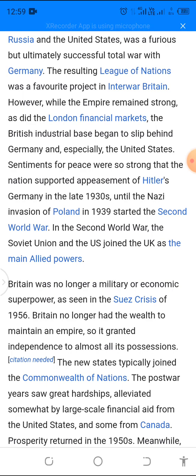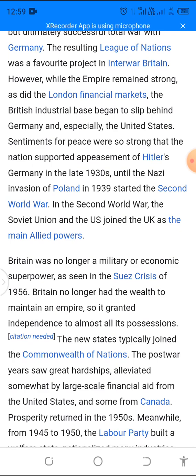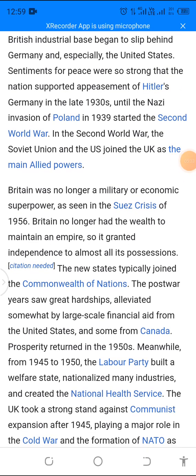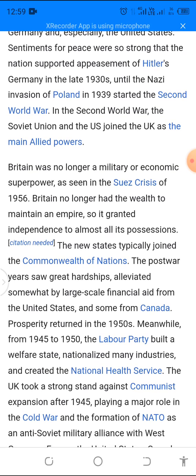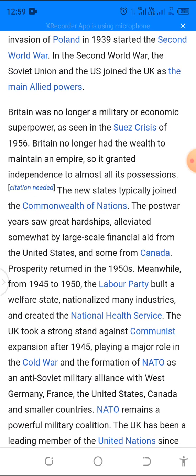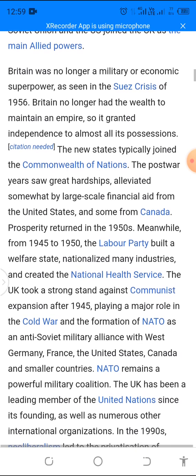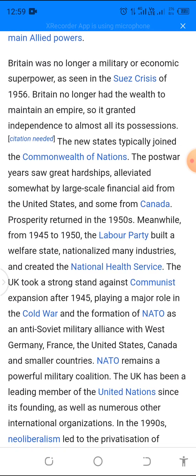In the Second World War, the Soviet Union and the US joined the UK as the main allied powers. Britain was no longer a military or economic superpower, as seen in the Suez Crisis of 1956. Britain no longer had the wealth to maintain the empire, so it granted independence to almost all its possessions. The new states typically joined the Commonwealth of Nations. The post-war years saw great hardships, alleviated somewhat by large-scale financial aid from the United States and some from Canada. Prosperity returned in the 1950s.